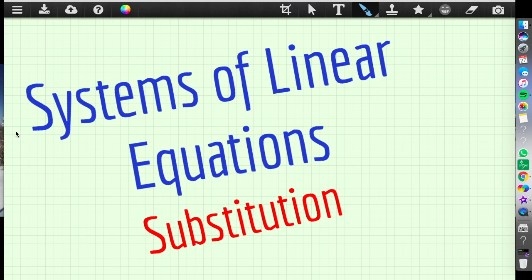Alright, welcome back. Today we are going to be solving systems of linear equations using substitution. Again, it is a system of equations because there is more than one equation and they're going to be working together to help us figure out what the values of x and y are.